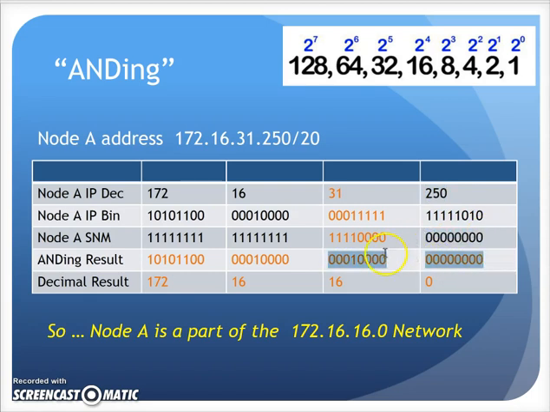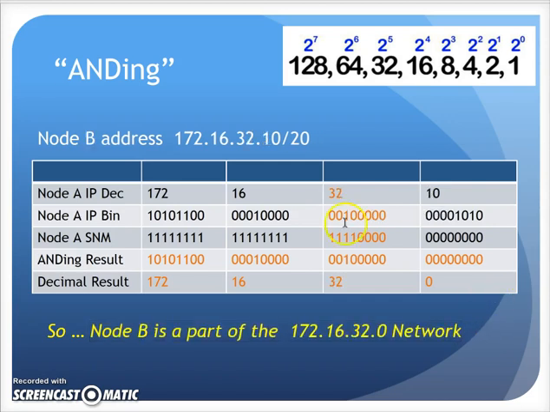So this ANDing process literally chops off the host portion and just leaves you with the network portion of the address. In this case, the proper network portion, the subnet portion, because there was subnetting going on. So node A in this case actually belongs to the 172.16.16 network or subnet. We didn't know that before. We do now. Node B, I do a similar process.